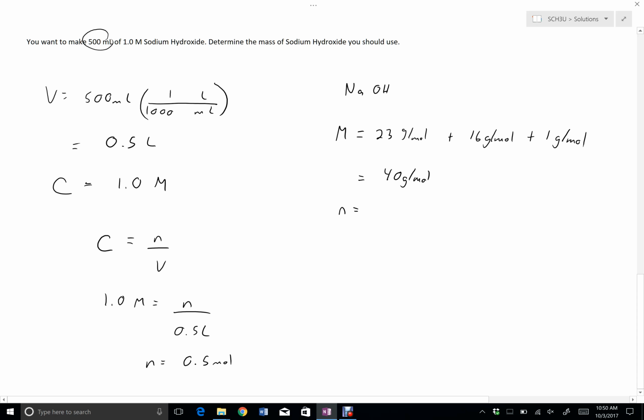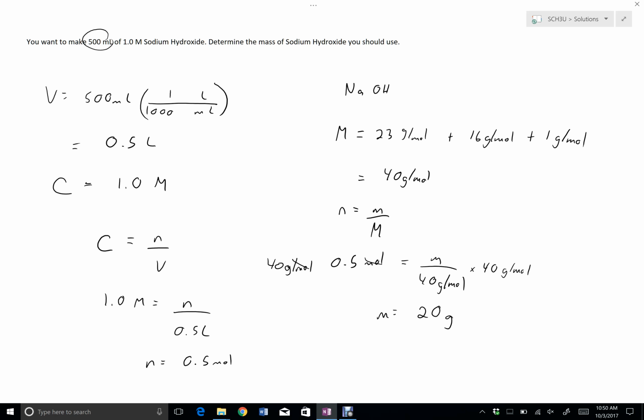So I have my moles, I want my mass, and I have my molar mass, so I can use my formula for moles. And so if I multiply both sides by 40, here I can see my units cancel out, and I'm left with 20 grams. So I would have to add 20 grams to my solution.